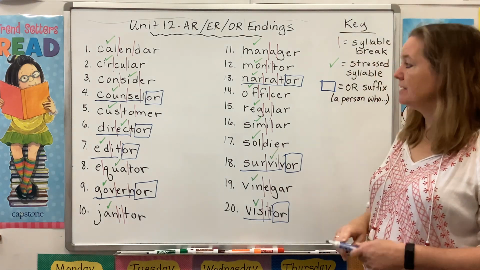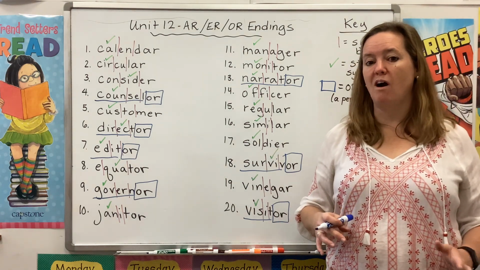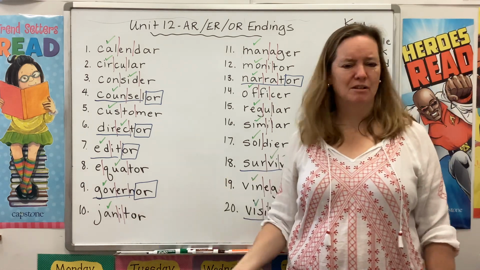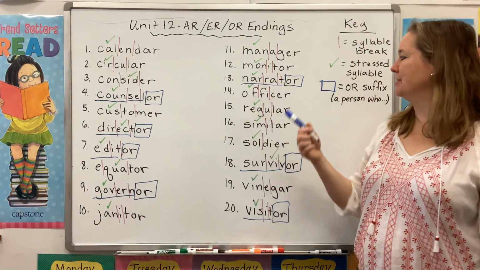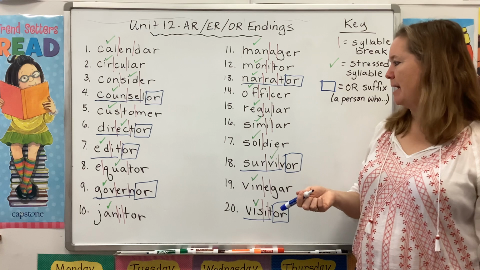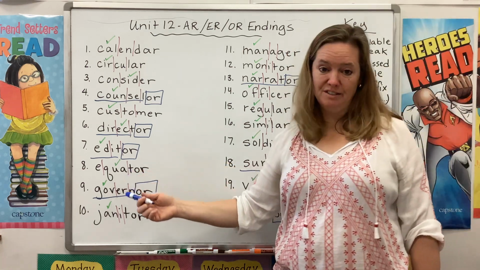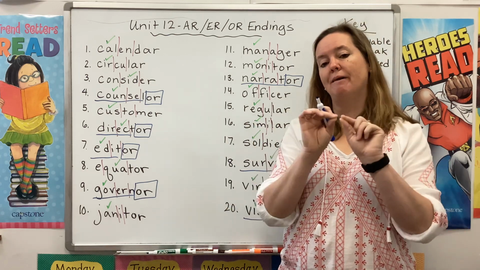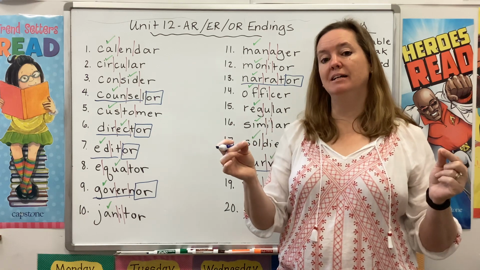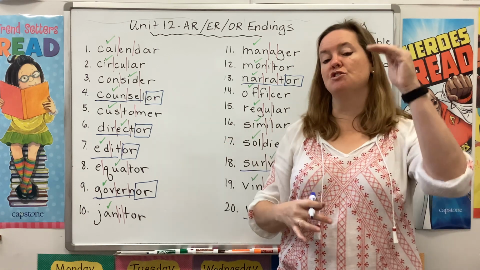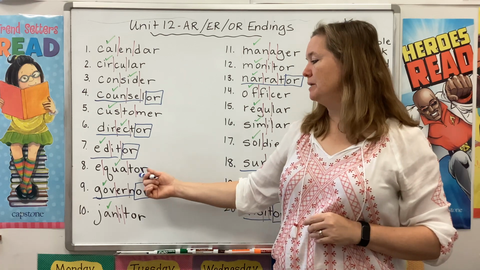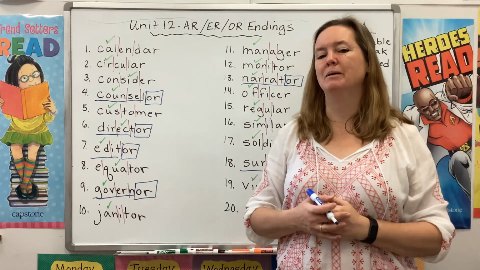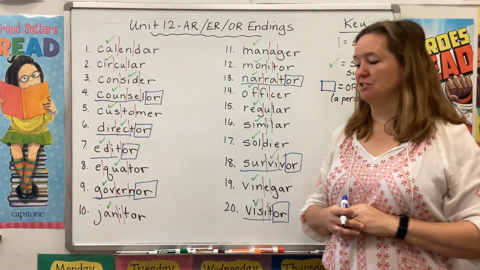Okay? Now, don't get tricked. Just because a word ends with OR, it doesn't always mean a person who. So, for instance, a janitor is not a person who janets. A monitor is not a person who monits. An equator, I mean, this is a stretch, but if we think about the equator wrapping around the middle of the earth like a belt, it does break the earth into two equal pieces. So I guess we could say an equator is something that equates or makes equal the top and the bottom of the earth, but that's a little bit of a stretch.